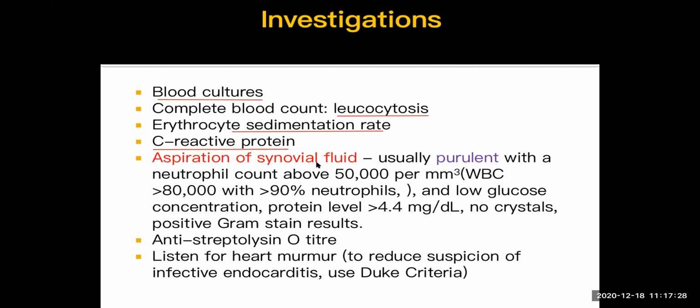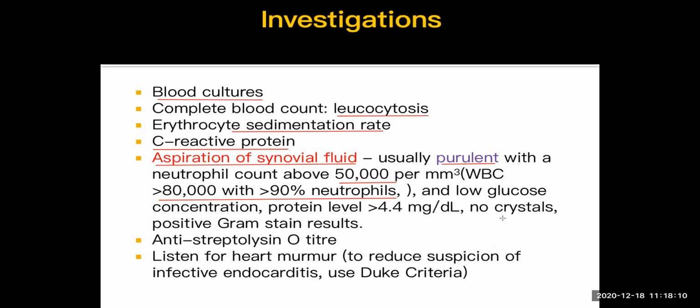Another very important part of the investigation is aspiration of synovial fluid. We have to aspirate it, and it looks frankly purulent in septic arthritis. It looks like pus. When we send that to the microbiology or pathology lab for examination, they will report a very high WBC count, usually more than 50,000. Some textbooks even mention more than 80,000, with 90% neutrophils. But for the definition, more than 70% or 75% neutrophils would be enough.